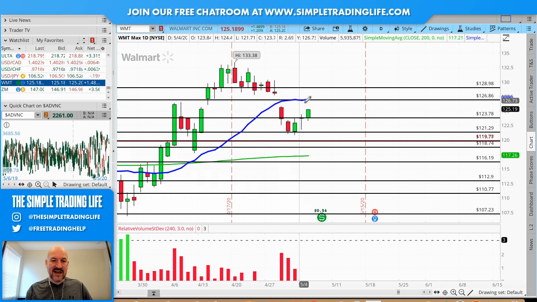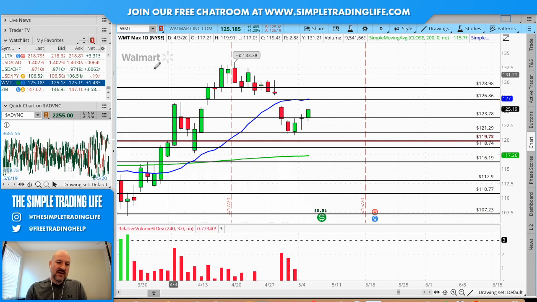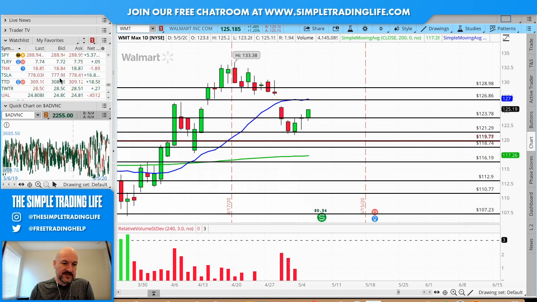So when we see a hammer, we're looking for an upside move. When we see a shooting star, this would be a shooting star right here, we're expecting a downside move. Doesn't mean you're always going to get it. We had a play today, and I know it was on our list, Tilray, and let's just go to it.